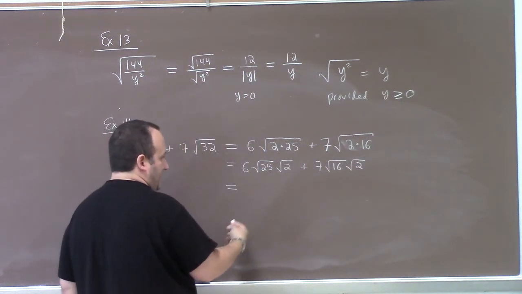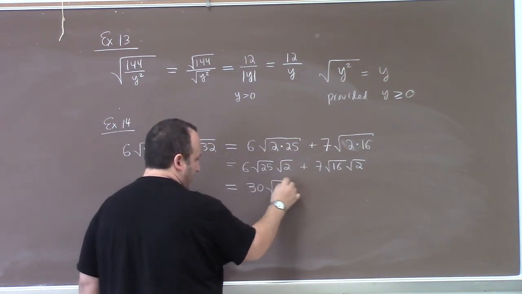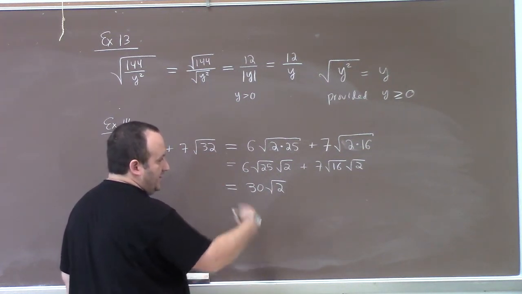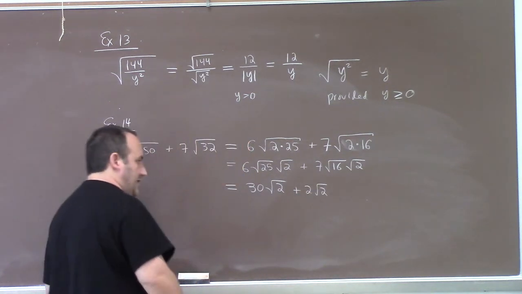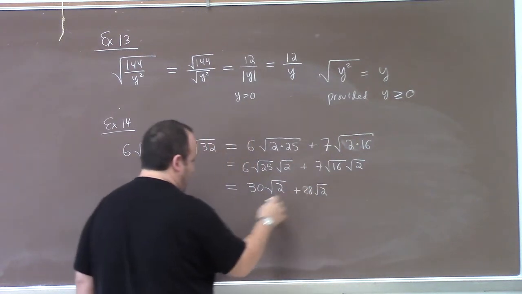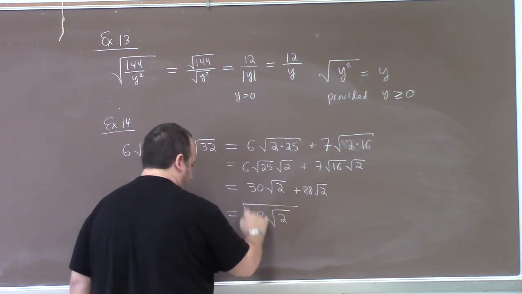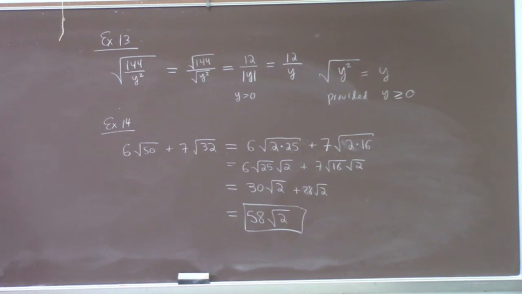Square root of 25 is 5. So 6 times 5 is 30 root 2. And the square root of 16 is 4. 4 times 7 is 28, so we got plus 28 root 2. So what happens? We get 58 times the square root of 2. Of course, if you have a calculator, you can double check this pretty easily, especially if you've got one that does the exact arithmetic.